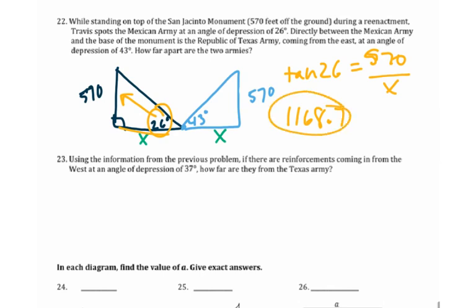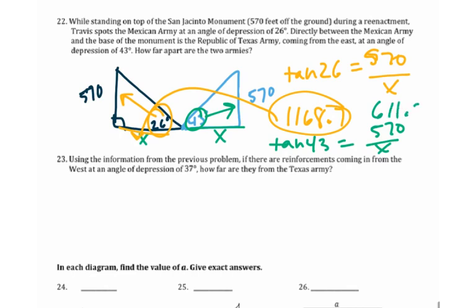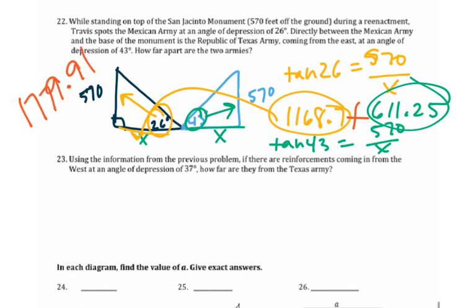I'm going to do the same thing here. Also tan, opposite over adjacent. So tan 43 equals opposite over adjacent. So 570 divided by tan 43 is the number 611.25. So now I'm going to add these numbers together. And that gives me the number 1779.9.